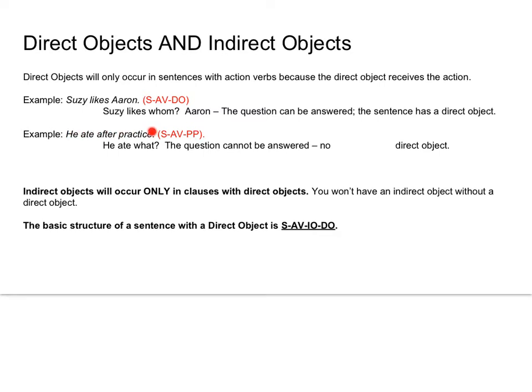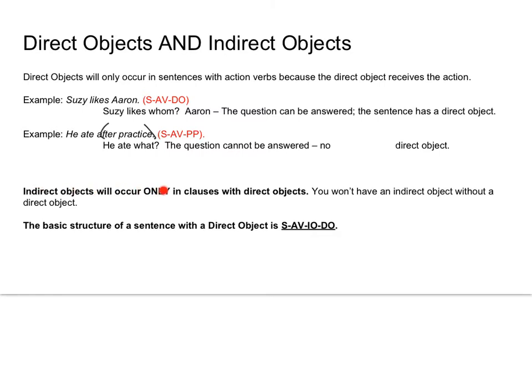He ate after practice. He ate what? The question cannot be answered. If it said he ate Cheetos after practice, then Cheetos would receive it. But in this case, after practice is actually working as a prepositional phrase. And you cannot find a direct or indirect object inside a prepositional phrase.